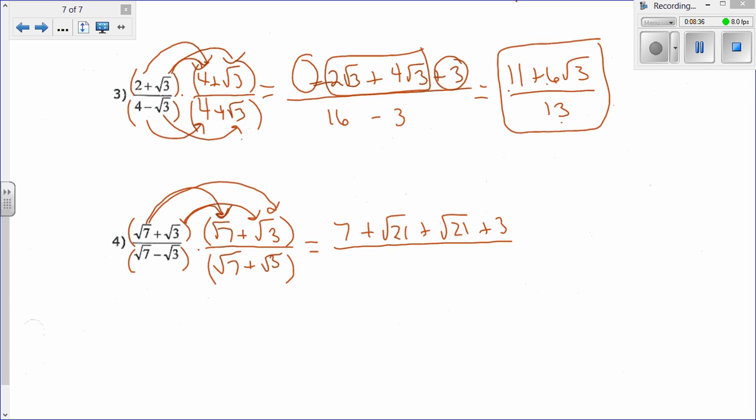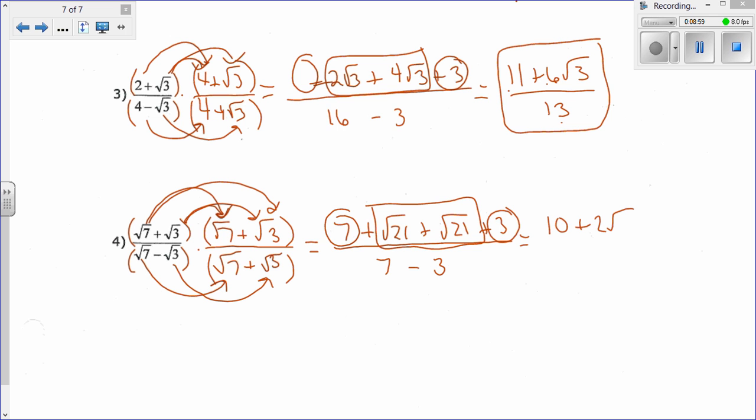All over, in the denominator I can take the shortcut. Radical 7 times radical 7 is 7. Negative radical 3 times a positive radical 3 is minus 3. So combine my like terms. 7 and 3 is 10. Radical 21 plus another radical 21 is plus 2 radical 21s. And 7 minus 3 is 4.